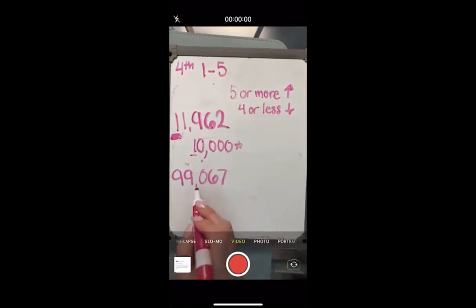Now, if we were to do our nearest 10,000s with 99,067, we do the same thing. We'd start here in our 10,000s. We'd go to our next place value. Ooh, that's a 9. So I know that's going to send me up. But how do I do that? Because I have a 9 here as well. I just can't add one more. Take a second to think, what would I do?